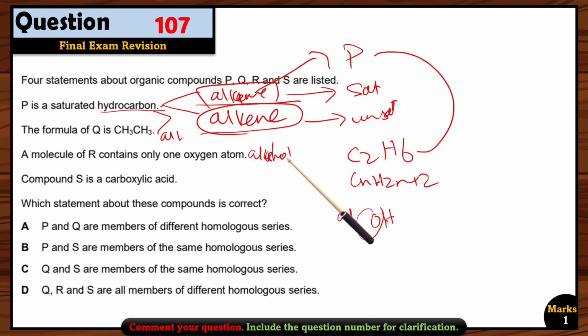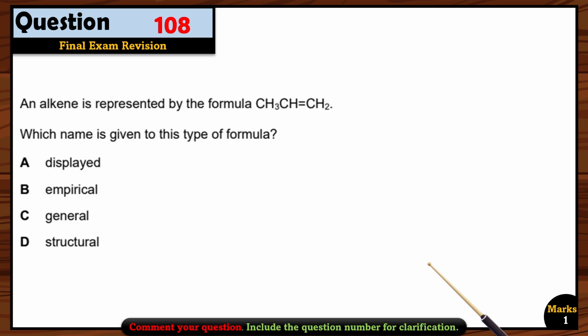So let's see which option is right. P and Q are members of different homologous series? P and Q both are alkanes, so this option is wrong. P and S are members of the same homologous series? Wrong. This is alkane, this is carboxylic acid. Q and S are members of the same homologous series? Q is alkane and S is carboxylic acid. Again wrong. Q, R and S are all members of different homologous series? Yes. Q is alkane, R is alcohol and S is carboxylic acid. So option D is the only right option in this question. Let's see question 108.